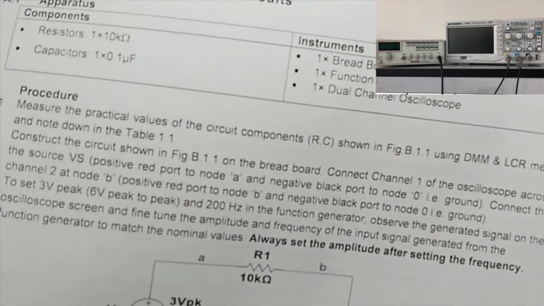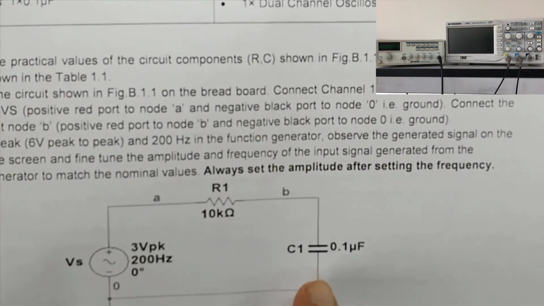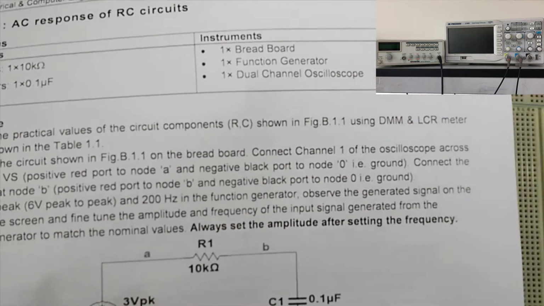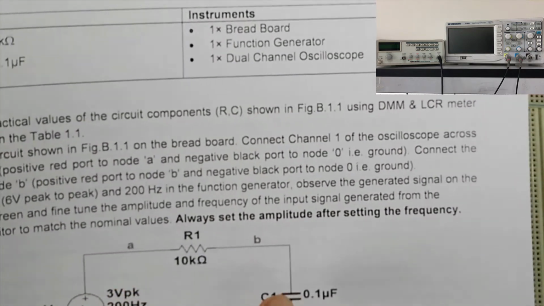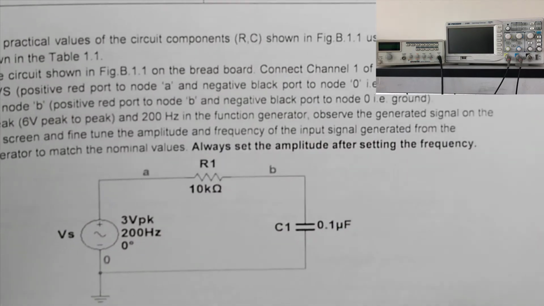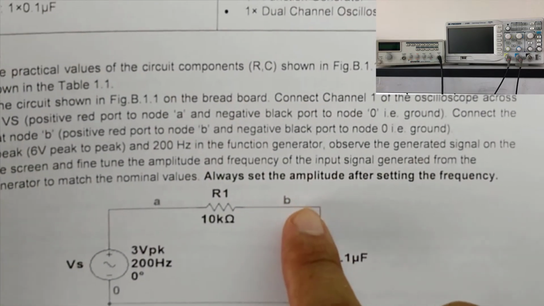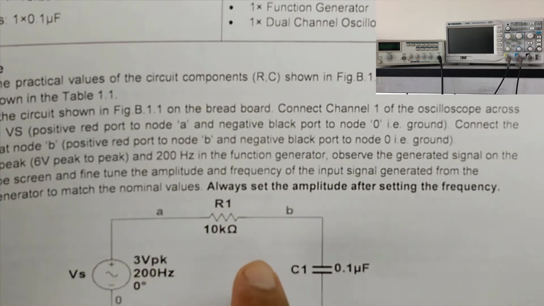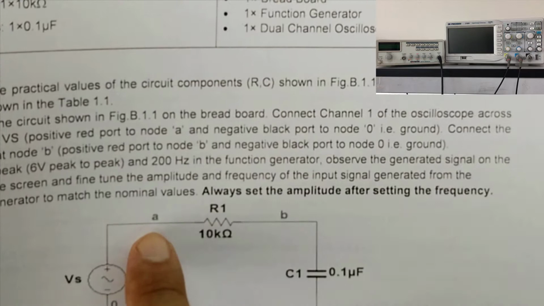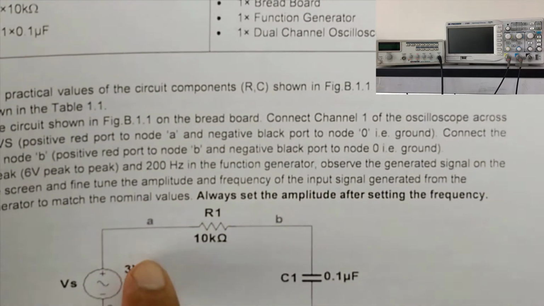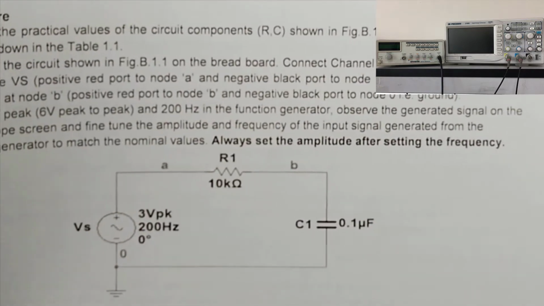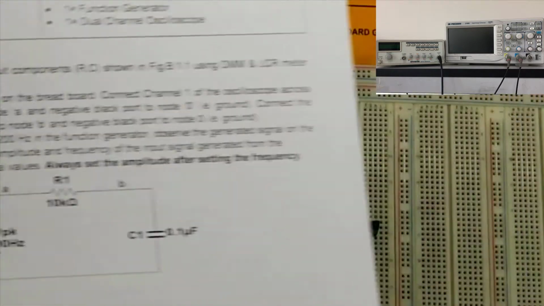And so we'll see that if we attach channel 1 to node A and channel 2 to node B, we'll find the voltage drop across the capacitor from channel 2, and we can find the voltage drop across the resistance from VA minus VB, which is channel 1 minus channel 2, which we will find by using the math feature of the oscilloscope.